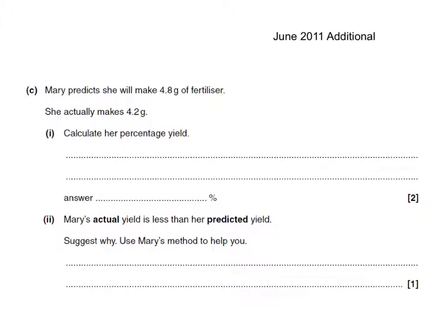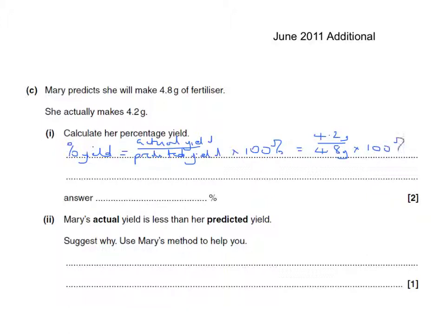Mary predicts that she makes 4.8 grams of fertilizer, and she actually makes 4.2 grams, so calculate her percentage yield. Now in this exam question, we have to use that equation, which is that the percentage yield equals the actual yield over the predicted yield times 100%, which is equal to 4.2 grams over 4.8 grams times 100%. If we work out that calculation, it comes out at 0.875 times 100%, which is 87.5%.